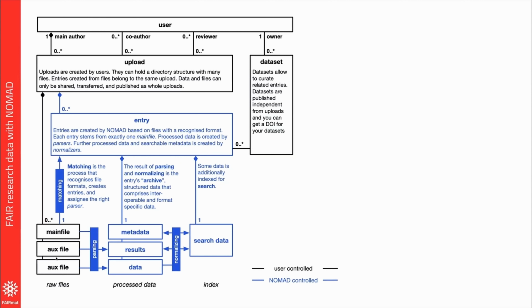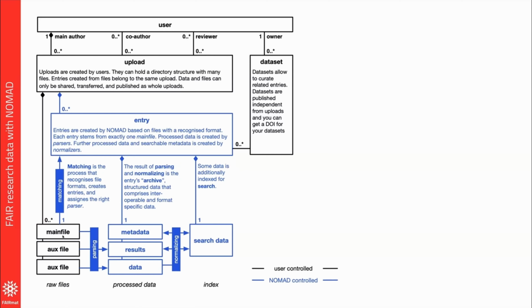And this is basically what comes from you as a user, what you determine when you use the NOMAD system, right? You create your account, you create an upload, and then you put files in there. And then on top of this is all the blue things here. This is what NOMAD puts on top of this automatically, right? So that's the processing step, so to speak, where we look at your files, and we try to identify what we call main files, right?